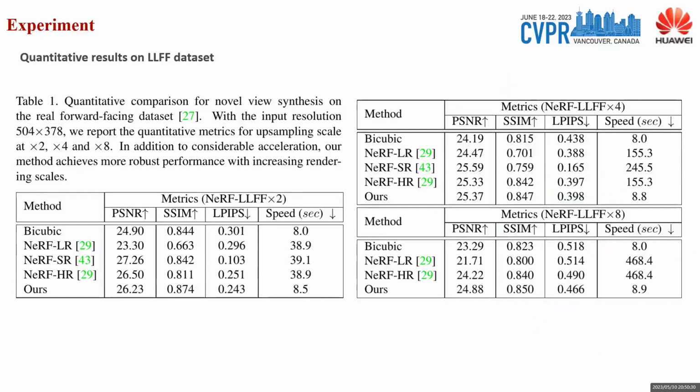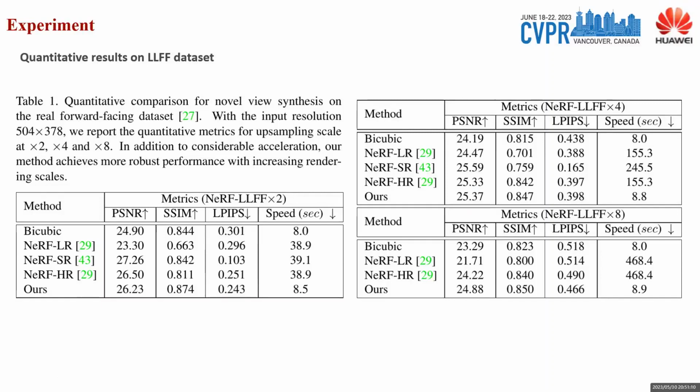This page shows the quantitative results for the LLFF dataset, with scales multiplied by 2, 4, and 8. We compared with bicubic interpolation, vanilla NeRF, and NeRF-SR approaches. For vanilla NeRF, in addition to training and testing models at high resolution, termed NeRF-HR, we also provide the model trained at low resolution and rendered at high resolution using spatial supersampling. The table demonstrates that our approach can outperform NeRF-LR and NeRF-HR in render quality, and be comparable with NeRF-based methods such as NeRF-SR while achieving considerable rendering acceleration.